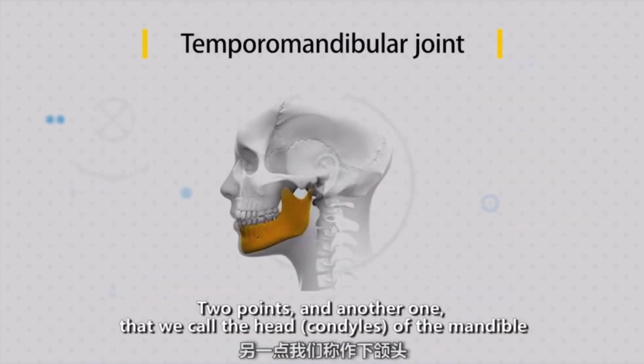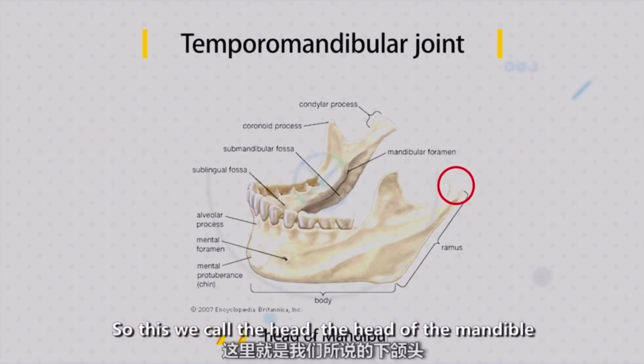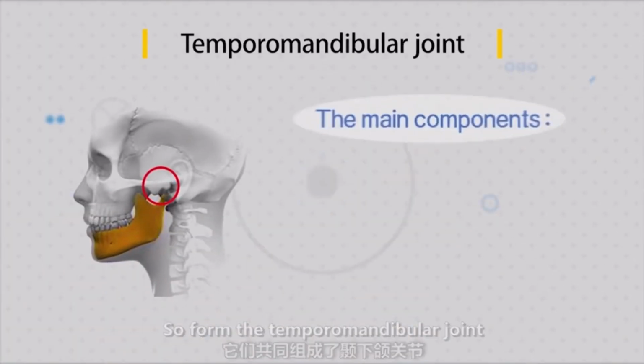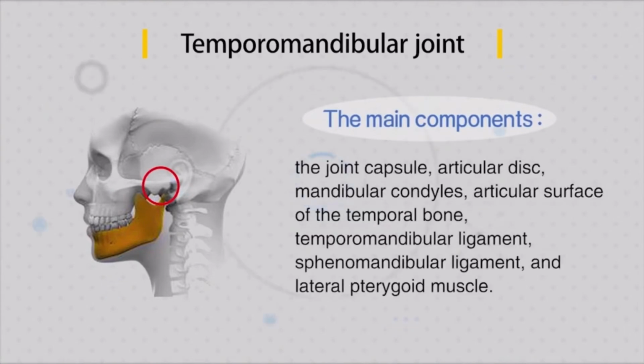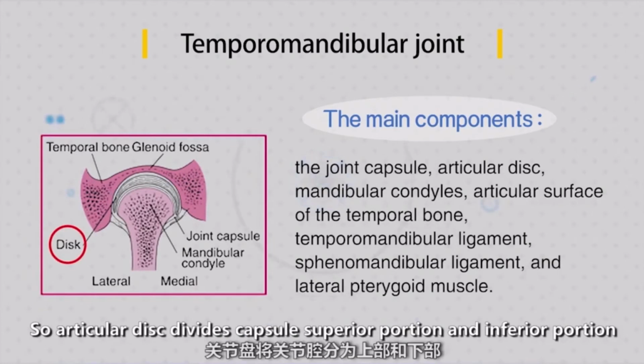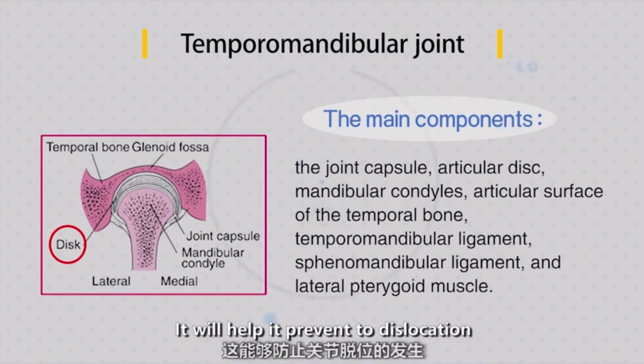Number two is the ramus of the mandible, and this is the head of the mandible, which forms the temporomandibular joint. Actually, inside we have the articular disc. The articular disc divides the capsule into a superior portion and an inferior portion. It is very important for strengthening this joint, so it's difficult to dislocate.